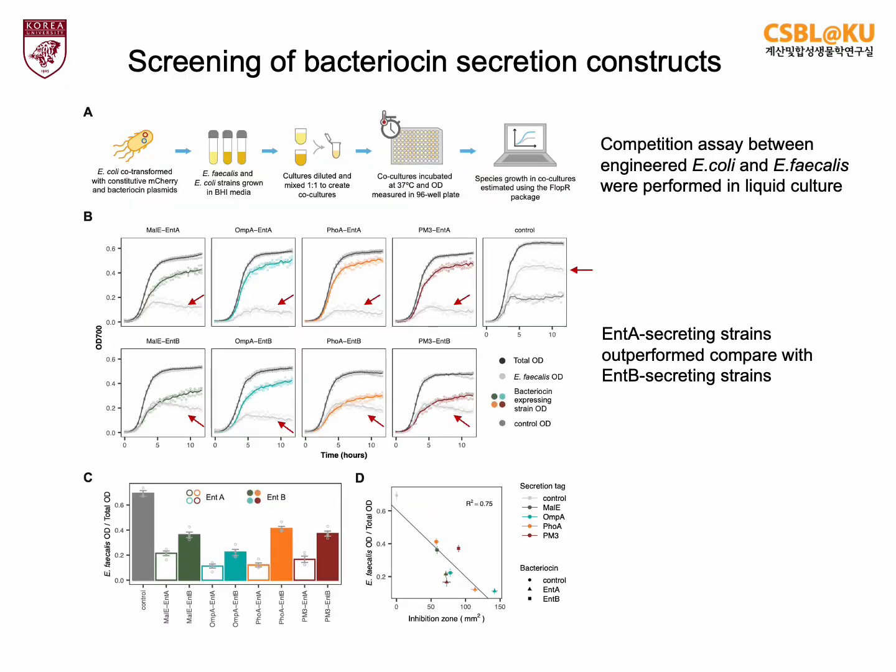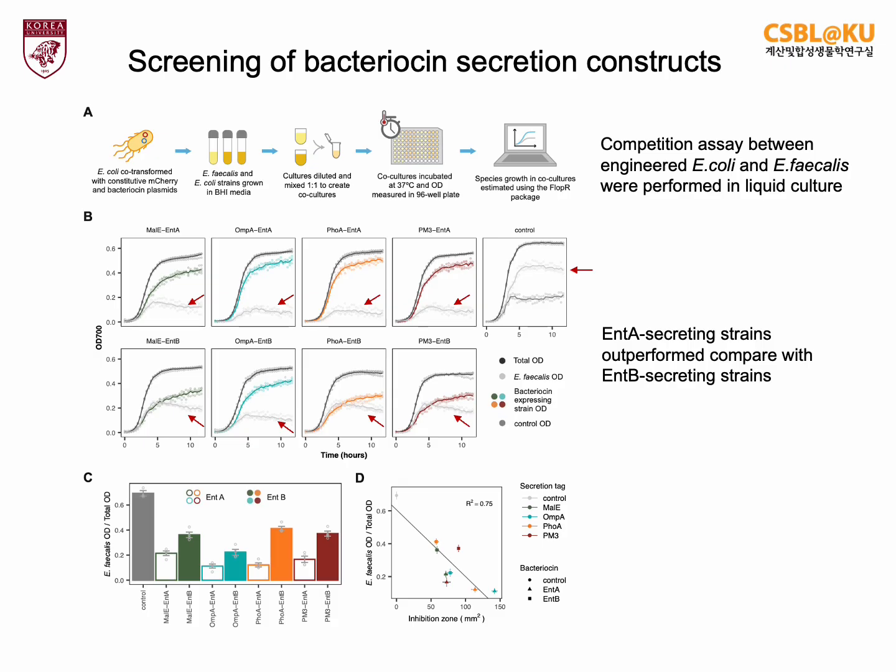A competition assay between engineered E. coli and Enterococcus faecalis was performed in liquid culture, as shown in Figure A. As shown in Figure B, in control co-culture, Enterococcus faecalis outcompetes and excludes E. coli, but after secretion of bacteriocins by engineered E. coli strains, this exclusion is disrupted with varying degrees of efficacy for each bacteriocin.